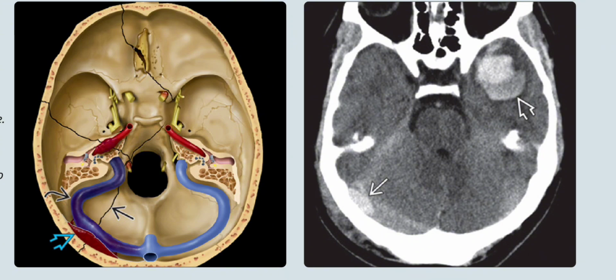Right is the axial non-enhanced CT scan in a 26-year-old man who fell 10 meters onto his head, and it shows a large left temporal lobe contusion. A small biconvex hyperdense fluid collection is also noted adjacent to the right transverse sinus.